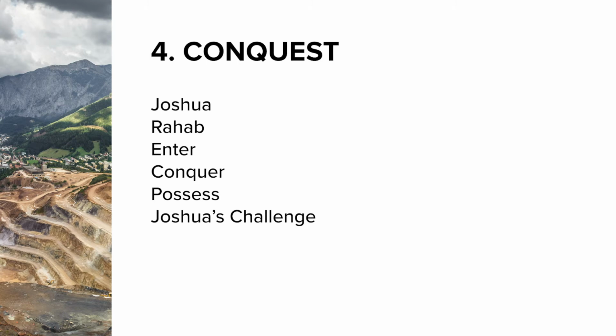And then there's 3 key events of the conquest movement. To get into the land, they first have to enter the land. So enter the land, then they conquer the land, and I like to think they subdue the land. Then they possess the land. Enter, conquer, possess, and then we end this movement with Joshua's farewell address.